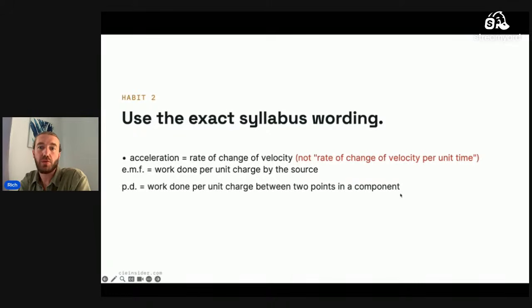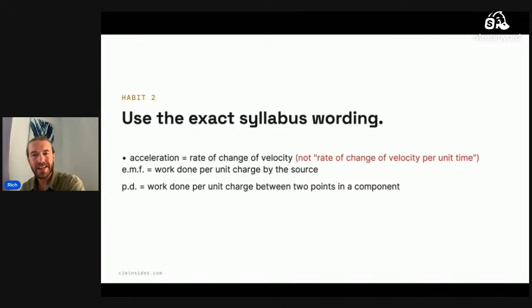It says rate of change of velocity, not rate of change of velocity per unit time, because if you say rate of change of velocity, you've already defined acceleration, and then acceleration per unit time is the same as saying the rate of change of acceleration. That would actually be jerk, which is the derivative of acceleration, just like velocity is the first derivative of displacement and acceleration is the first derivative of velocity, and so on. It goes jerk, and then actually snap, crackle, and pop, if you've ever looked into that.